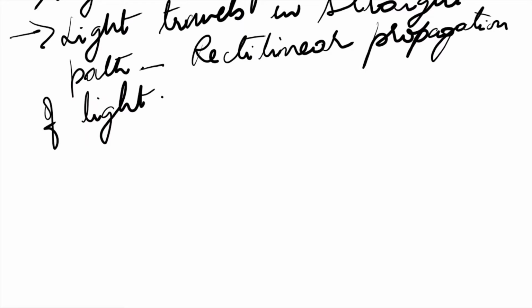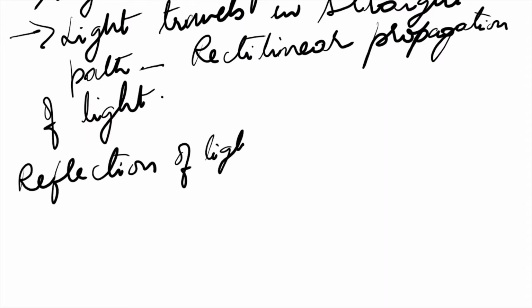Okay, so reflection of light. How do you explain this reflection of light? Bouncing back of light when light falls on an object. When light falls on a surface of any object, a part of it bounces back, and this bouncing back of light after striking a surface or object is called reflection of light.